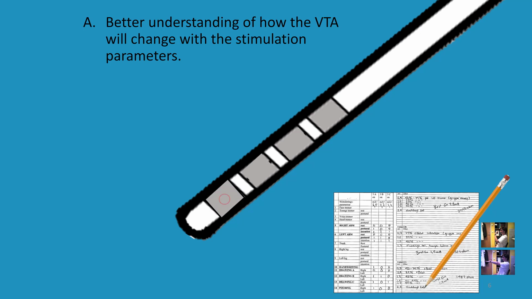There are a number of potential advantages with visual programming. Firstly, we get a better understanding of how the VTA will change with the stimulation parameters. Previously, when we had simple quadripolar electrodes with 4 non-directional contacts, then it was rather easy to imagine the field of stimulation as a simple sphere around the contact used for stimulation, and it was feasible to test every individual contact in a monopolar review and to base the programming on this, even blindly, without looking at images.